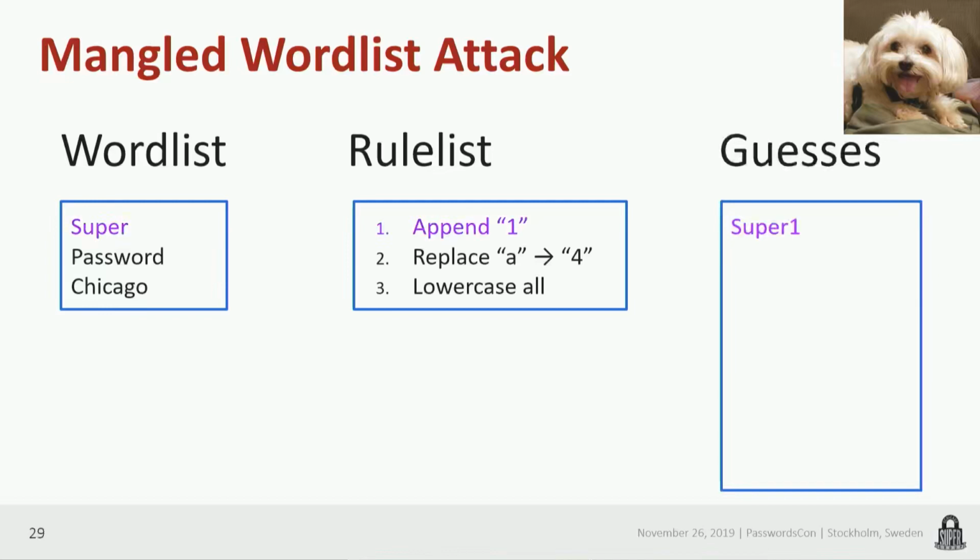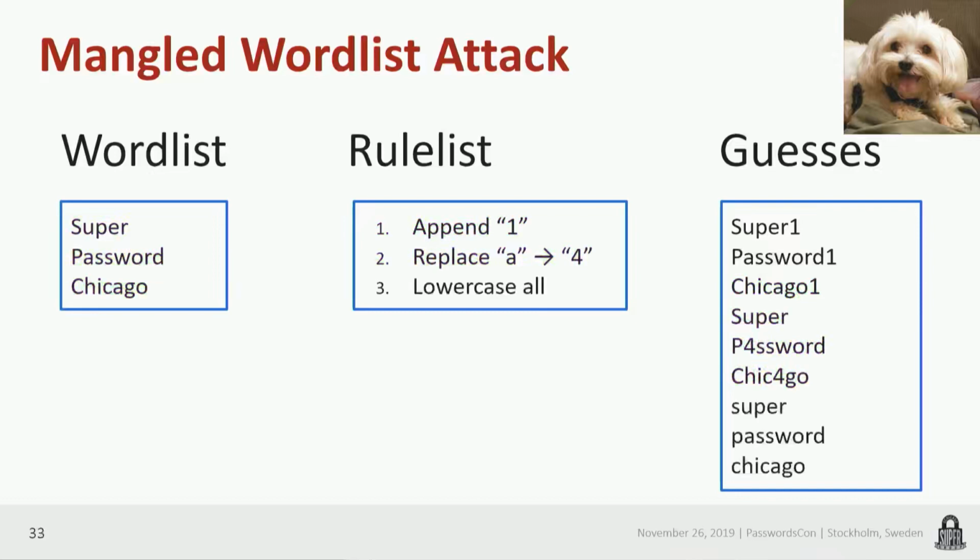Here's an example. We have the password super. The rule is append 1. So the first guess is super1. And then we take the second password in the word list, apply the same rule, and then we get the second guess, password1. And this continues, and after we have done this for all passwords in the word list, we apply the second rule in the rule list. And then we move on until every password and every rule has been applied.